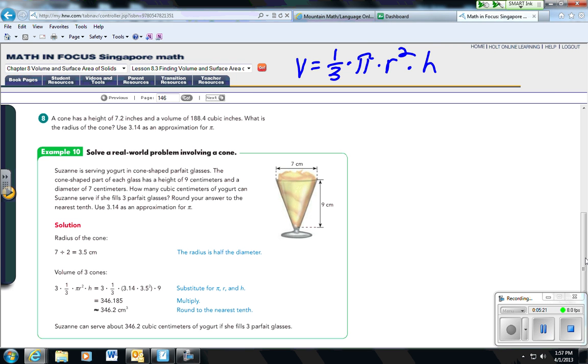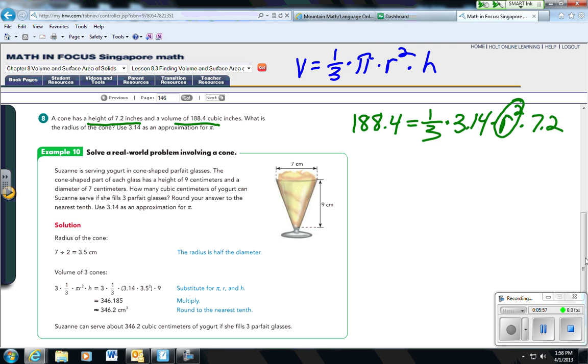Okay, so number 8, they tell us that the height is 7.2 and the volume is 188.4. So V is 188.4. Equal sign, 1/3 stays 1/3, and they're asking us to do an approximation. So 1/3 times pi, which is 3.14. We're not finding any exact this time. Times our radius, which we don't know, so it stays r squared, times our height, which they tell us is 7.2. Okay, so our ultimate goal is to get this r by itself. But before we can get r by itself, we need to get r squared by itself.